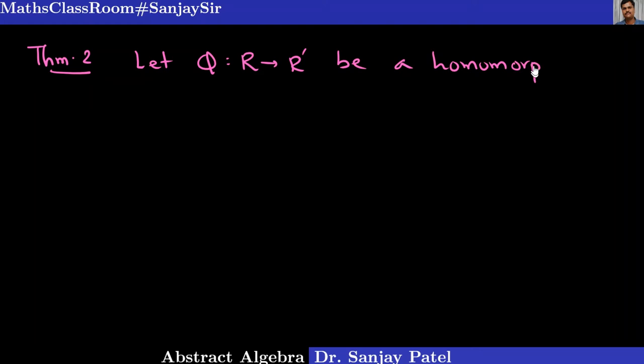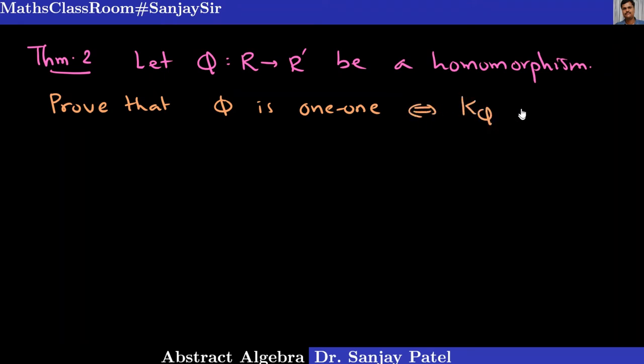Let us go to the next very important and very easy theorem. So theorem number 2. Let phi from R to R' be a homomorphism. Then prove that phi is a one-one function, or phi is a one-one homomorphism, if and only if the kernel of phi is nothing but the singleton zero.